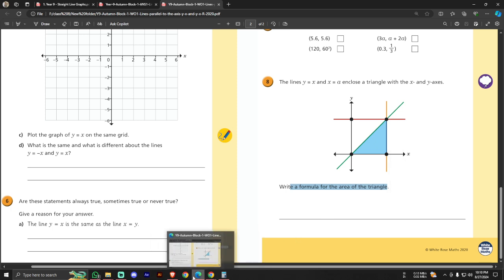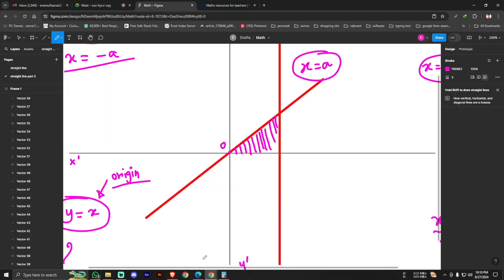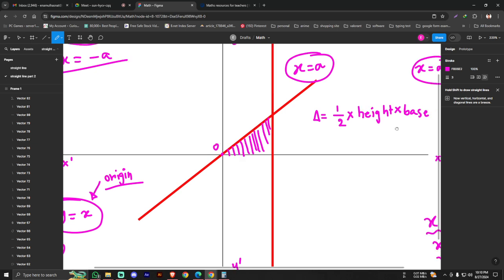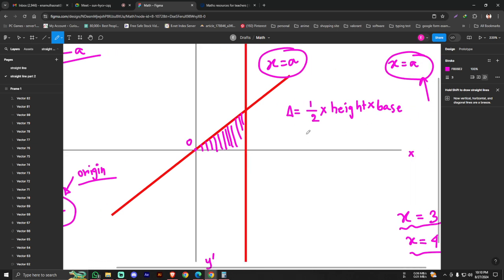We know the basic formula for any triangle, right? What is the basic formula? Half into height into base. The basic formula for the area of a triangle is half times height times base. Basically, it's the same as the square formula, but halved.